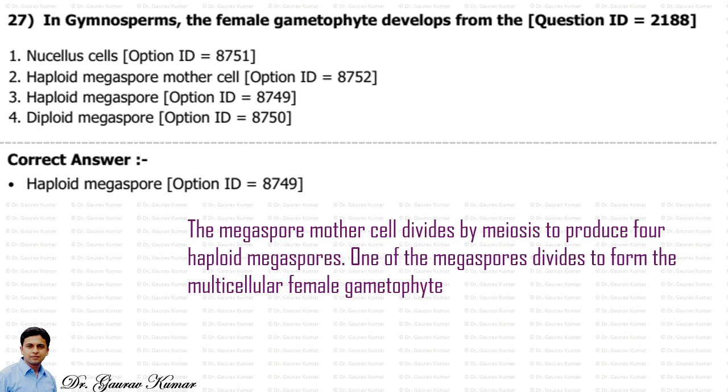Next question, in gymnosperm the female gametophyte develops from, so the megaspore mother cell divides by meiosis to produce 4 haploid megaspores. One of the megaspores divides to form the multicellular female gametophyte, hence the answer is haploid megaspore.